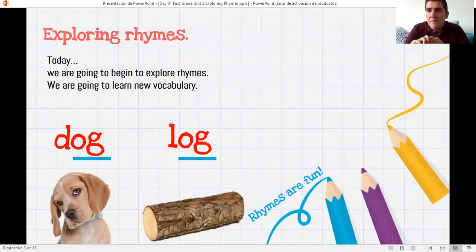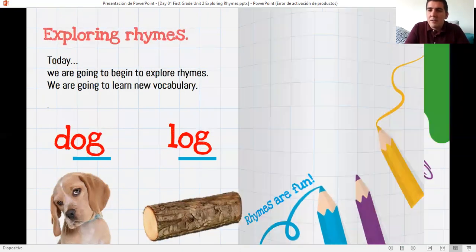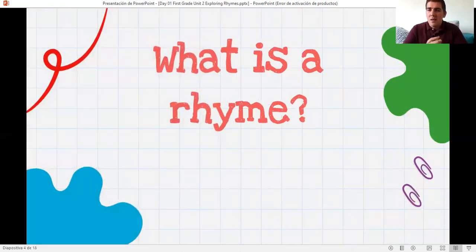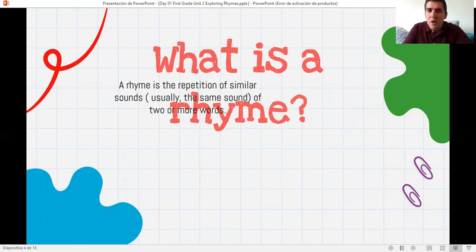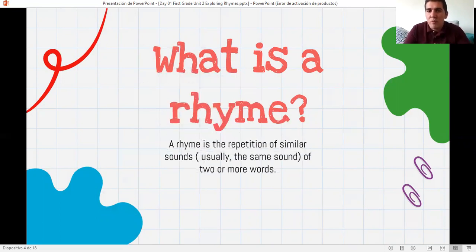Here I have an example. Dog and log. I'm gonna explain now what is a rhyme. Think about it. What is a rhyme? Any ideas? What comes to your head when you hear the word rhyme? A rhyme is the repetition of similar sounds, usually the same sound, of two or more words.